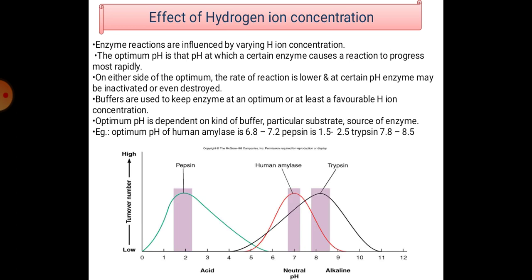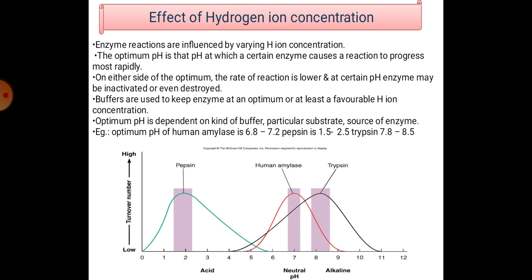Third factor is the effect of hydrogen ion concentration, that means the pH of a reaction. Enzyme reactions are influenced by varying hydrogen ion concentration. The optimum pH is that pH at which a certain enzyme causes a reaction to progress most rapidly. On either side of the optimum, the rate of the reaction is lower, and at a certain pH the enzyme may be inactivated or even destroyed. Buffers are used to keep the enzyme at an optimum or at least a favorable hydrogen ion concentration. Optimum pH is dependent on the kind of buffer, particular substrate and source of an enzyme.